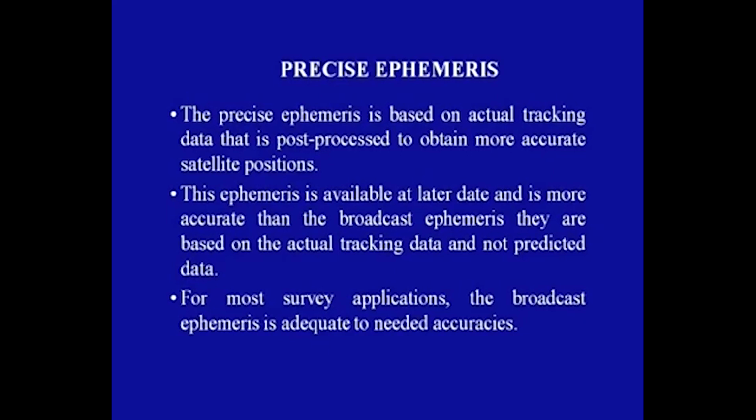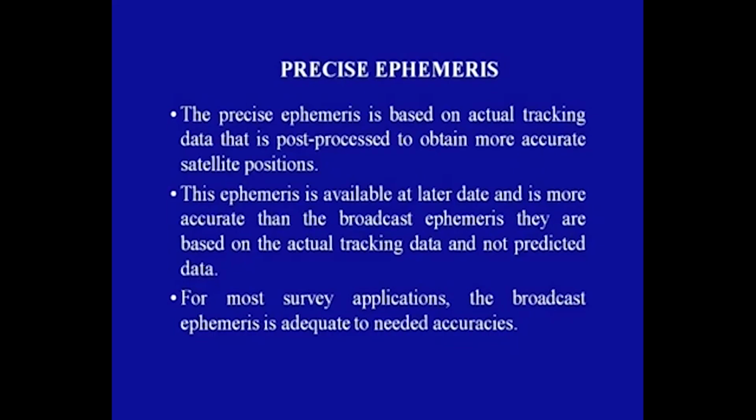The second GPS broadcast which is performed is the precise ephemeris. The precise ephemeris is based on actual tracking data that is post-processed to obtain more accurate satellite position. This ephemeris is available at a later date and is more accurate than the broadcast ephemeris. They are based on the actual tracking data and not on the predicted data.